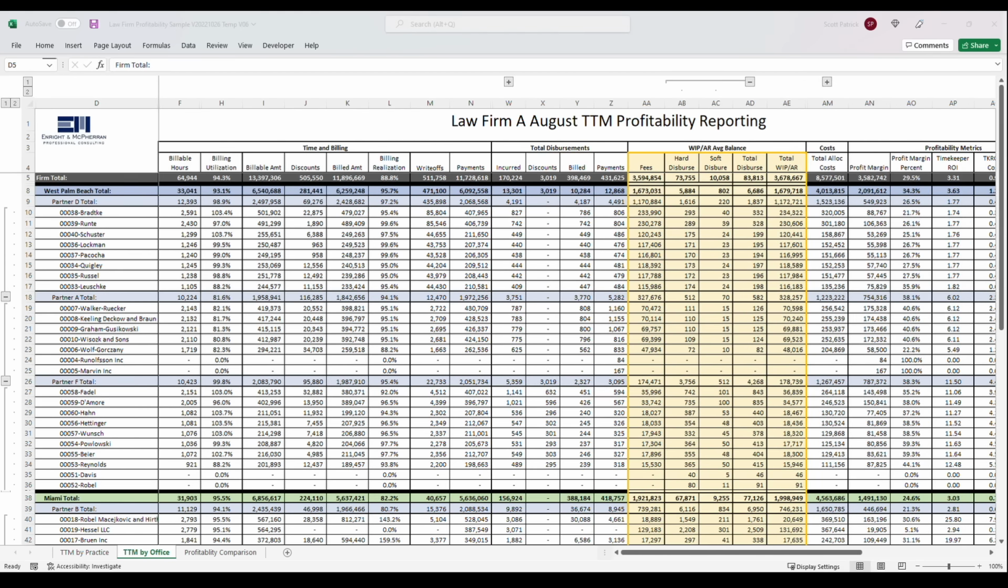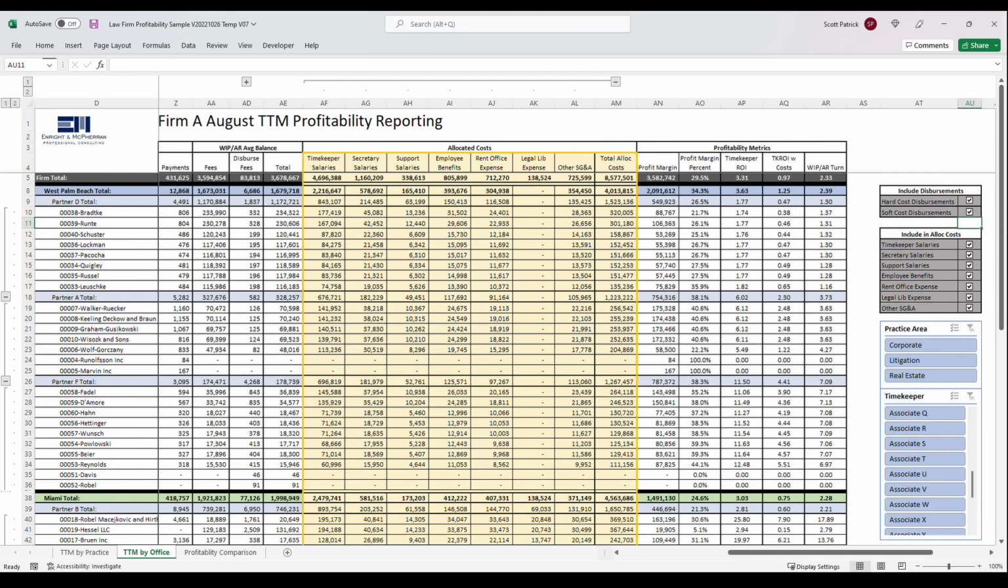Next, we have the average WIP and AR balances broken down by fees as well as hard and soft disbursements. This is important because later we'll show you how the hard and soft disbursements can be filtered out separately when it comes to the metrics. The allocated cost can be expanded to show expense account groupings.